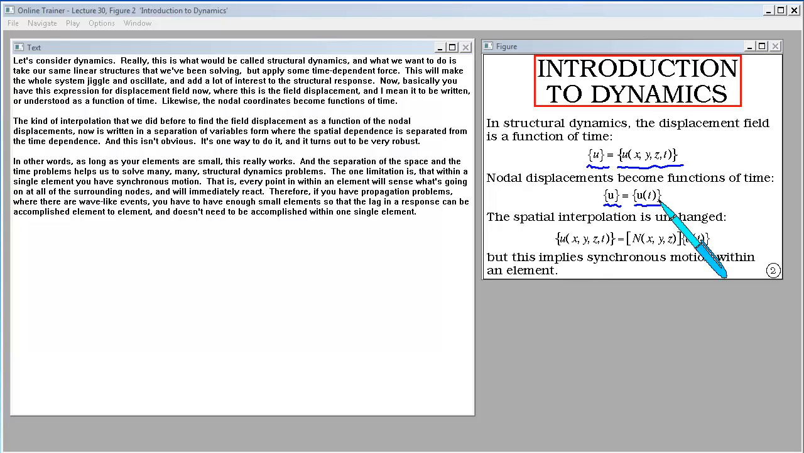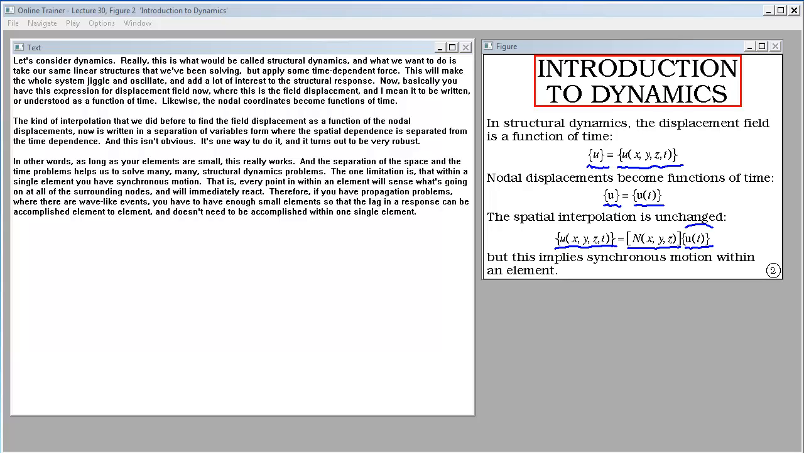The kind of interpolation that we did before to find the field displacement as a function of the nodal displacements now is written in a separation of variables form, where the spatial dependence is separated from the time dependence. This isn't obvious. It's one way to do it, and it turns out to be very robust. In other words, as long as your elements are small, this really works. And the separation of the space and the time problems helps us to solve many, many structural dynamics problems.